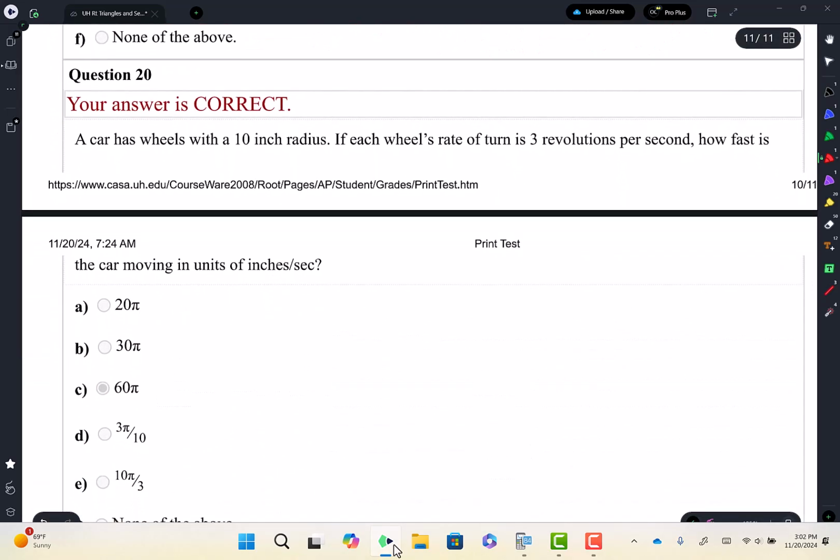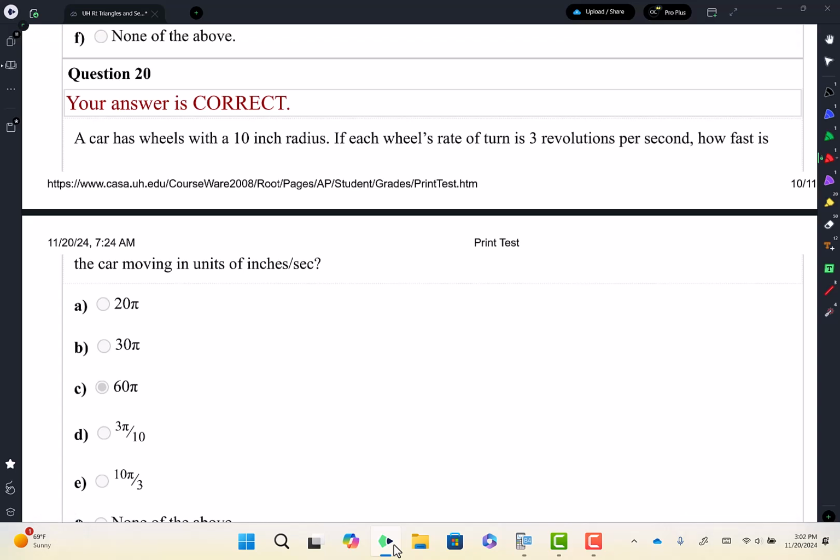It's the same problem again. A car has wheels with a 10-inch radius. If each wheel's rate of turn is 3 revolutions per second, how fast is a car moving in units of inches per second? So inches per second is linear velocity. It's distance over time. Distance over time. There's 2 ways that you can do this.